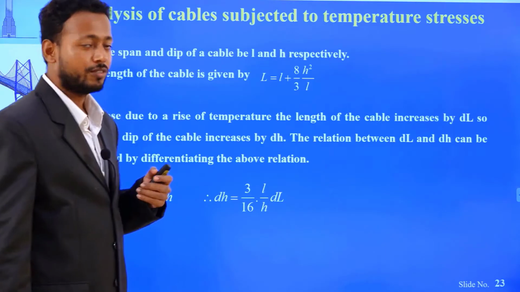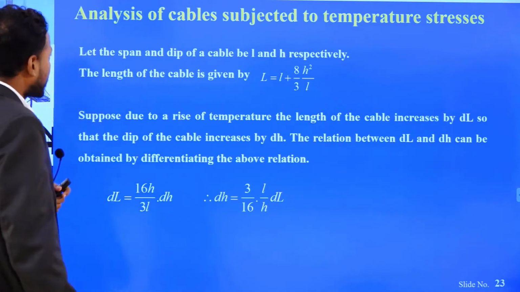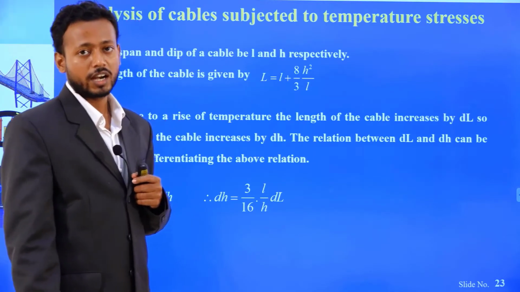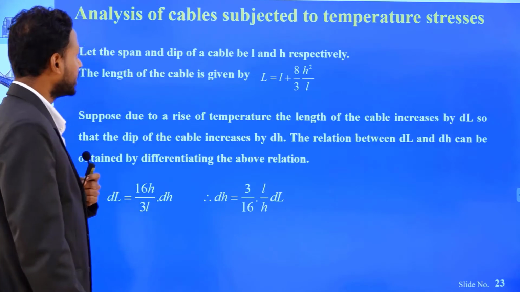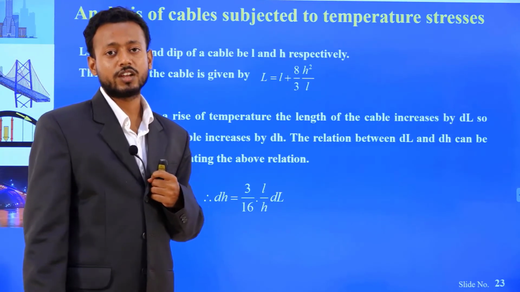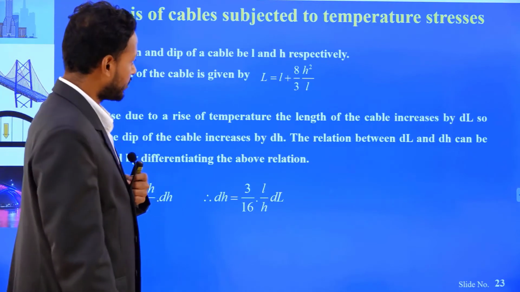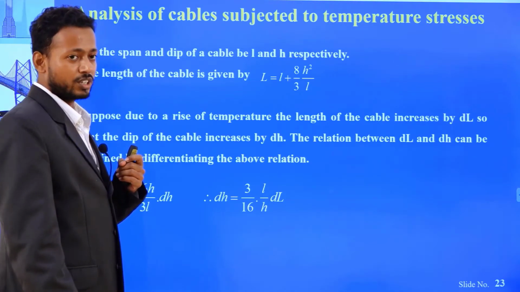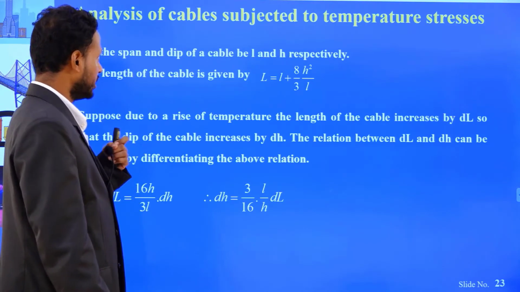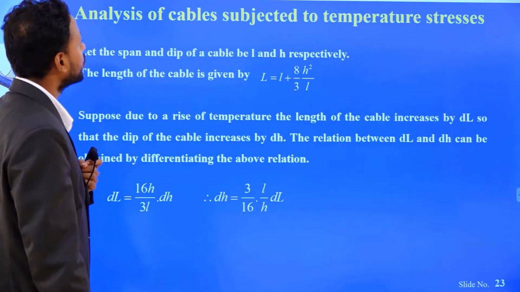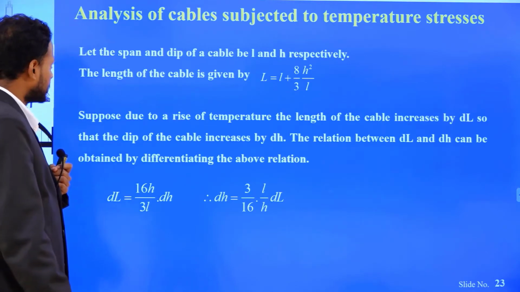Now I will derive the cable when it is subjected to temperature stress. Under temperature, we have seen that the length of the cable increases. So what is the effect, the horizontal effect of horizontal reaction, and the effect of the bending moment, we will derive in this expression. So let's start. Analysis of cable subjected to temperature stress, right?